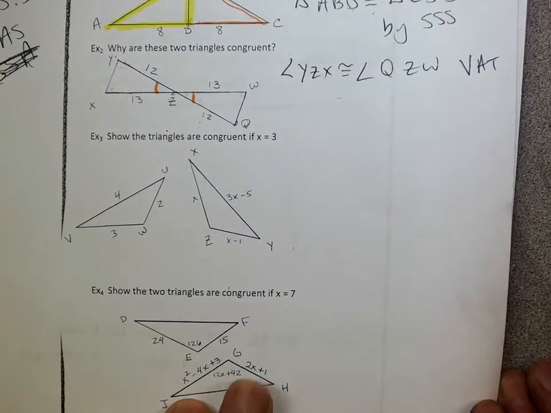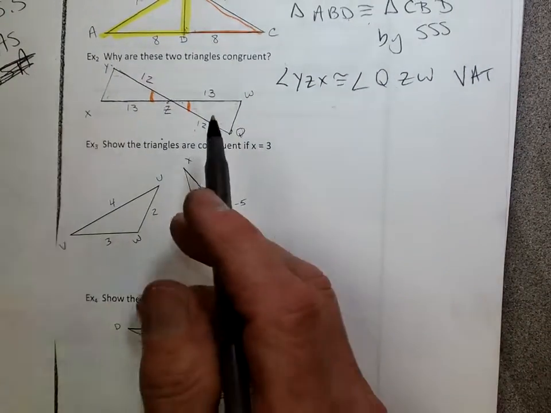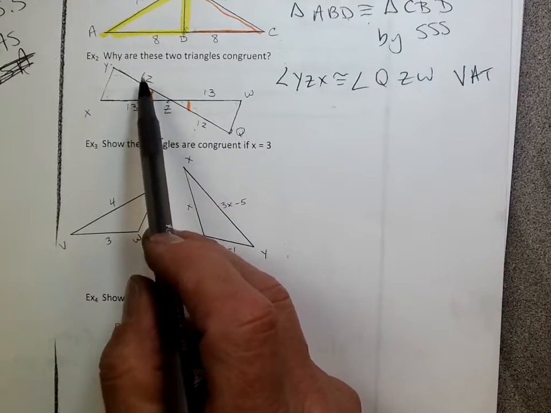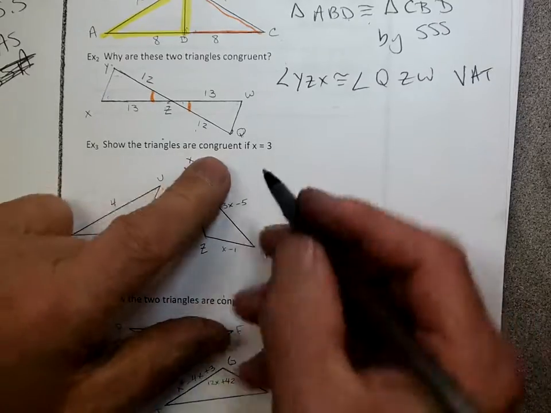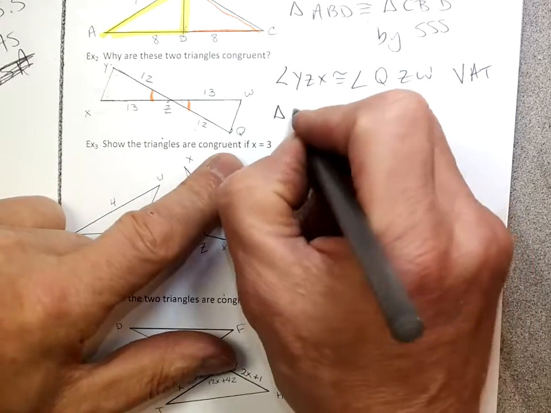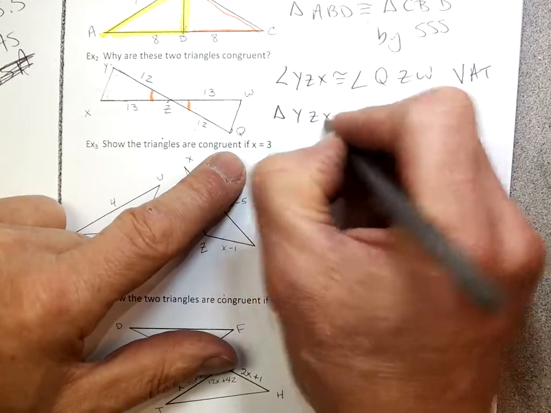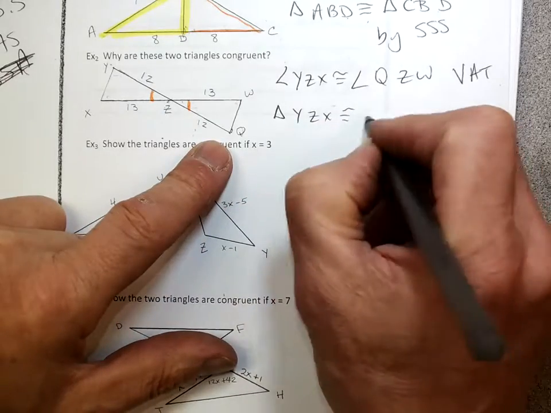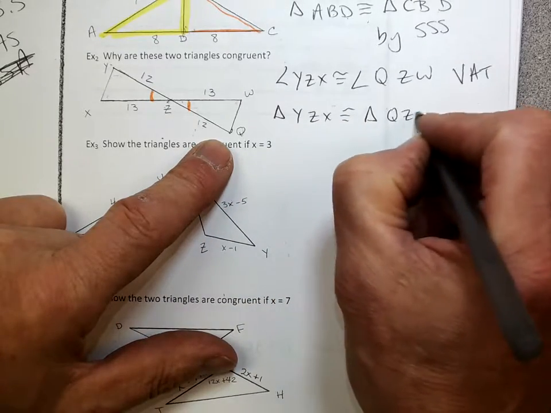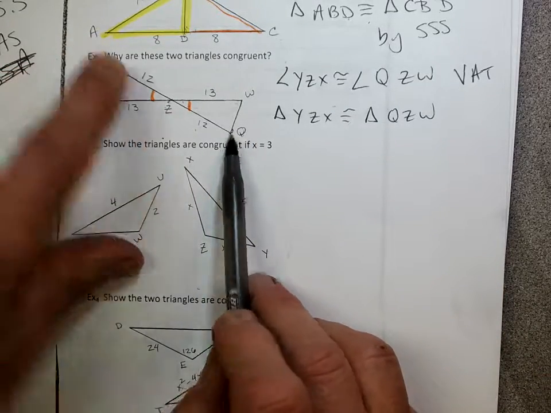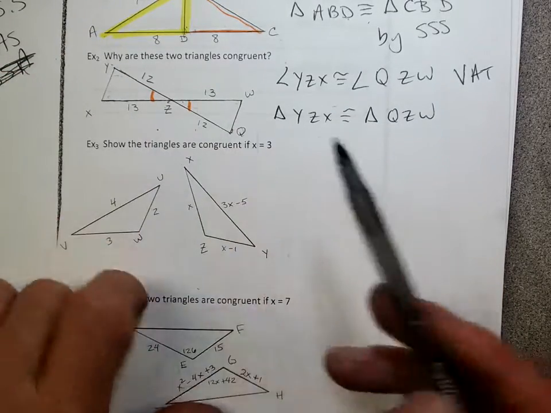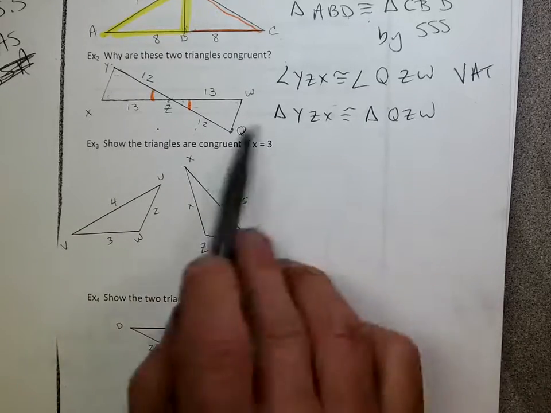So now, the next thing is to say the triangles are congruent because you have the three things. Once you have a side to a side, a side to a side, an angle to an angle, once you have the three things, you can say the triangles are congruent. So I'll go straight to triangle YCX is congruent to, keep them matched up, triangle QZW, because Y does go to Q, right? Z goes to Z, and X goes to W. Okay, now what's the reason? Why are these two triangles congruent?